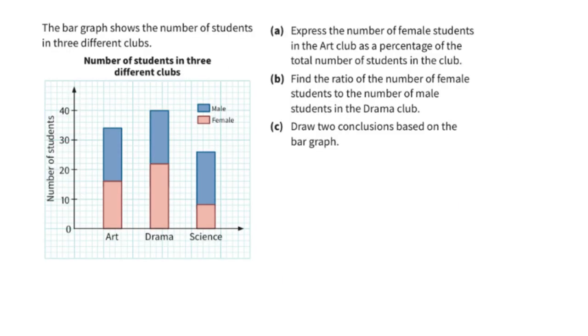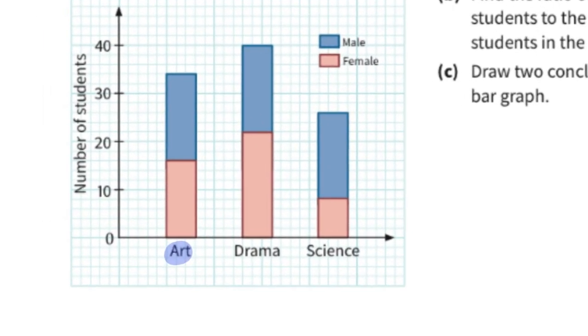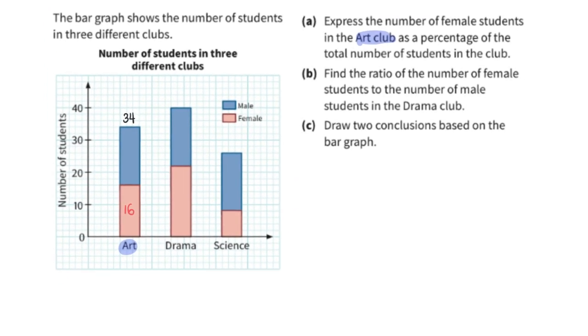Hello everyone, welcome to this video, or this question, where we are given a bar graph that has both male and female students inside, as well as the total number. So for part A, our focus is on the art club, and the female students as a percentage of the total number of students in the art club. If I zoom in, I will be able to see that there are 16 female students, and the total number is 34.